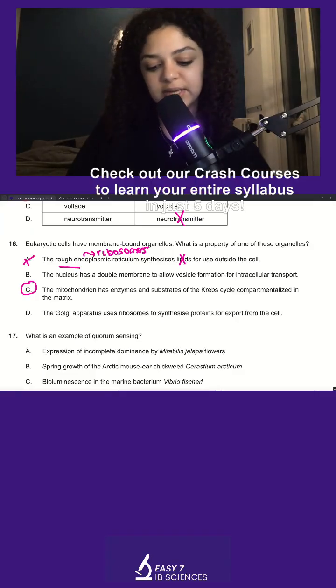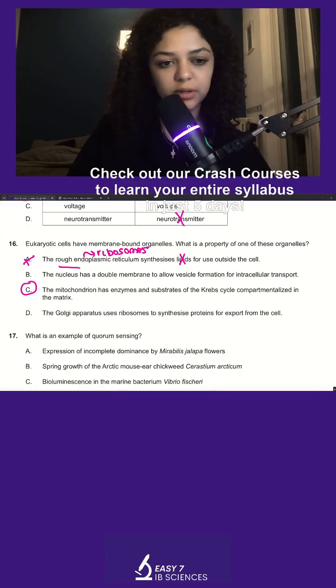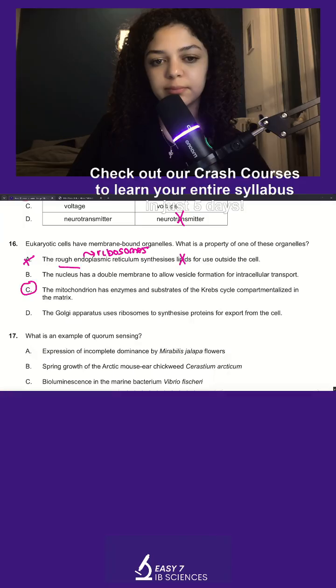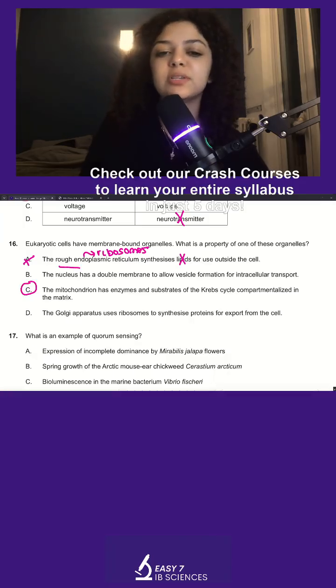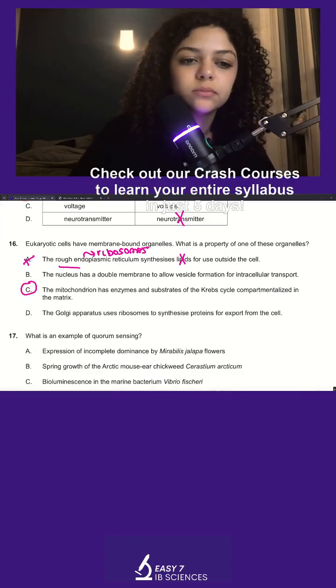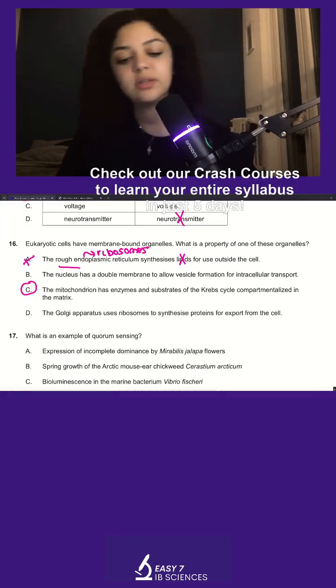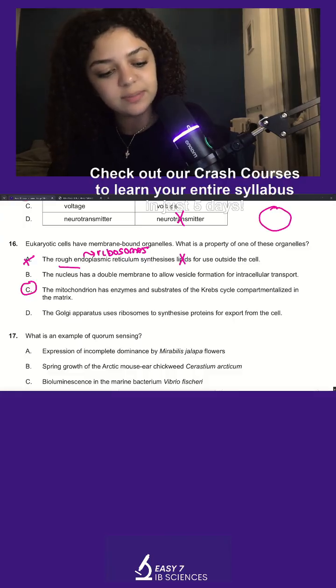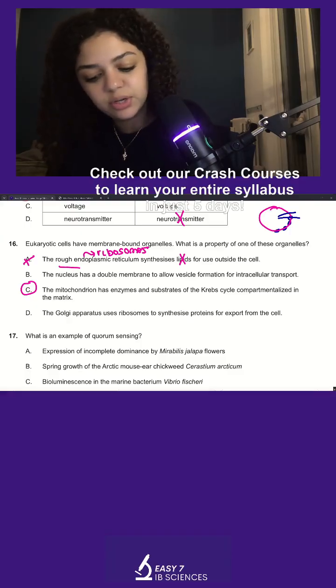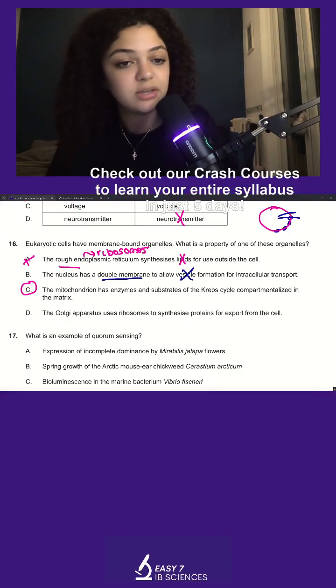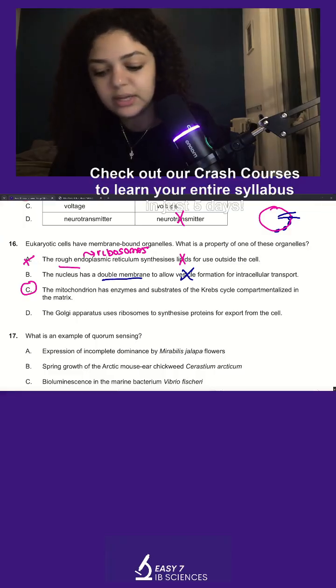The nucleus has a double membrane to allow vesicle formation for intracellular transport. Is that true, guys? Nucleus doesn't do vesicles. Very good. Exactly. No. We know that there's something called nuclear pores, which are holes inside the nuclear membrane, which allow the mRNA molecule to go out and inside. But the nuclear membrane is not for vesicle formation. That's our normal phospholipid membrane. Okay, that's why B is incorrect.